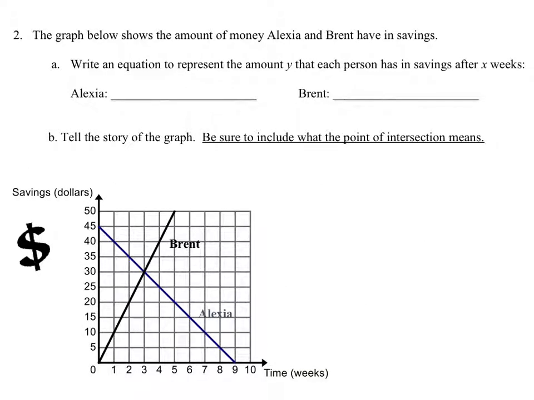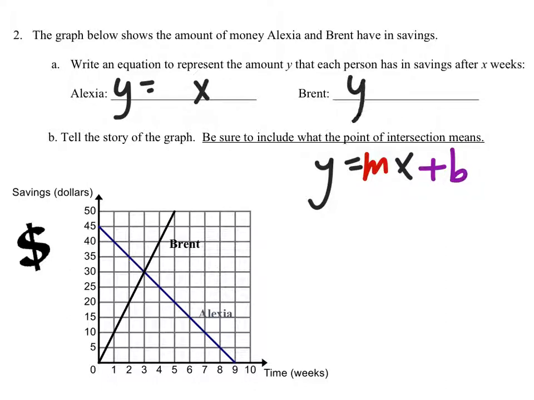The graph below shows the amount of money Alexia and Brent have in savings. We need to write the equation for both of them. To do these, we need to go back to y equals mx plus b. M is the slope, and b is the y-intercept. So all these will set up as y equals mx plus something. I'll fill in the m and the b once I know what they are.